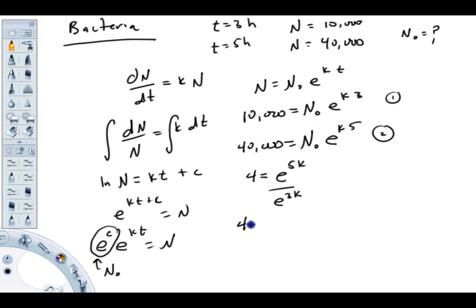Now, if we take e to the 5k divided by e to the 3k, that's e to the 2k. And that equation can be solved for k by taking the natural log of both sides. So this is now going to read natural log of 4 equals, now when we take the natural log of this side and apply the rule that log of something to a power, the power can come out in front, we end up with 2k times the natural log of e, which is 1. So k is equal to ln 4 divided by 2.